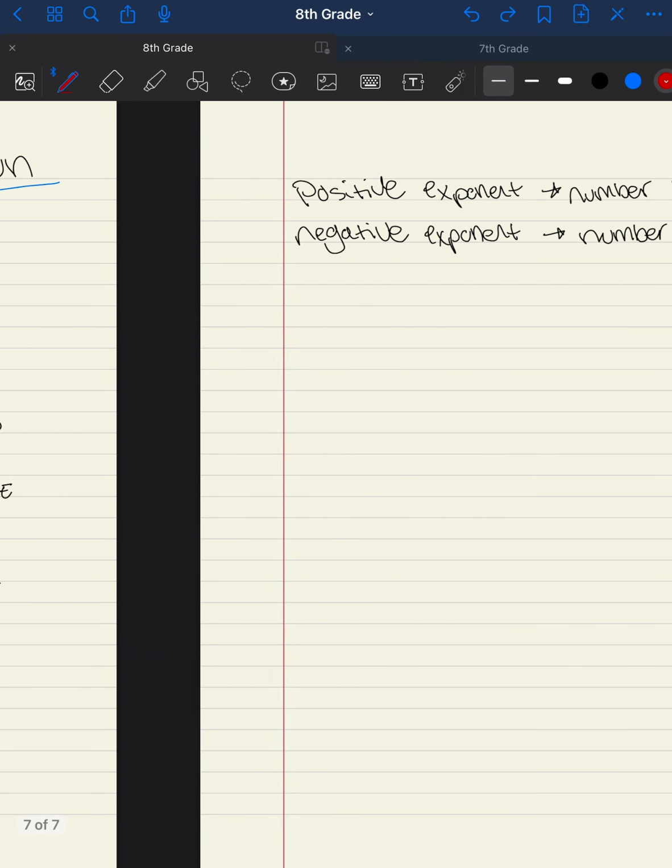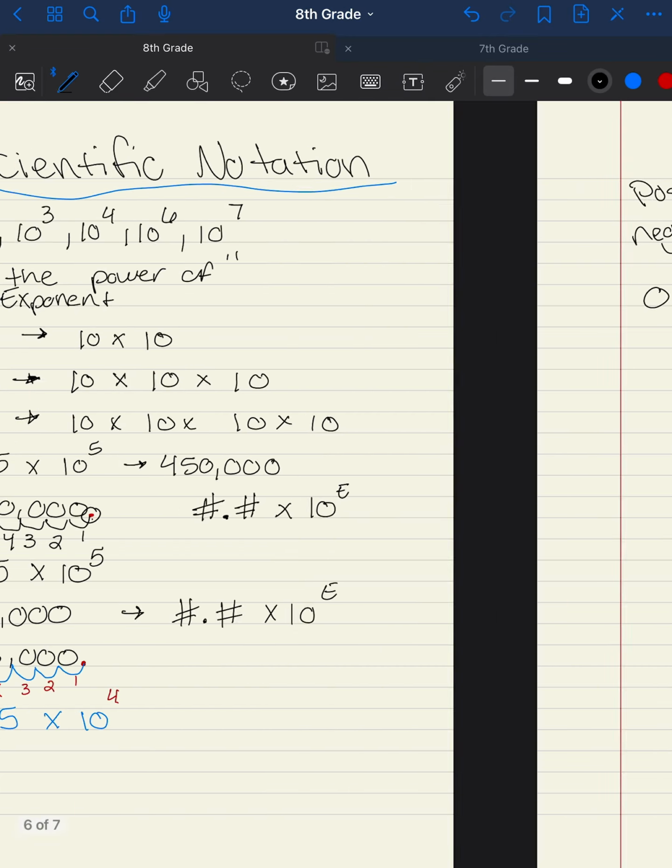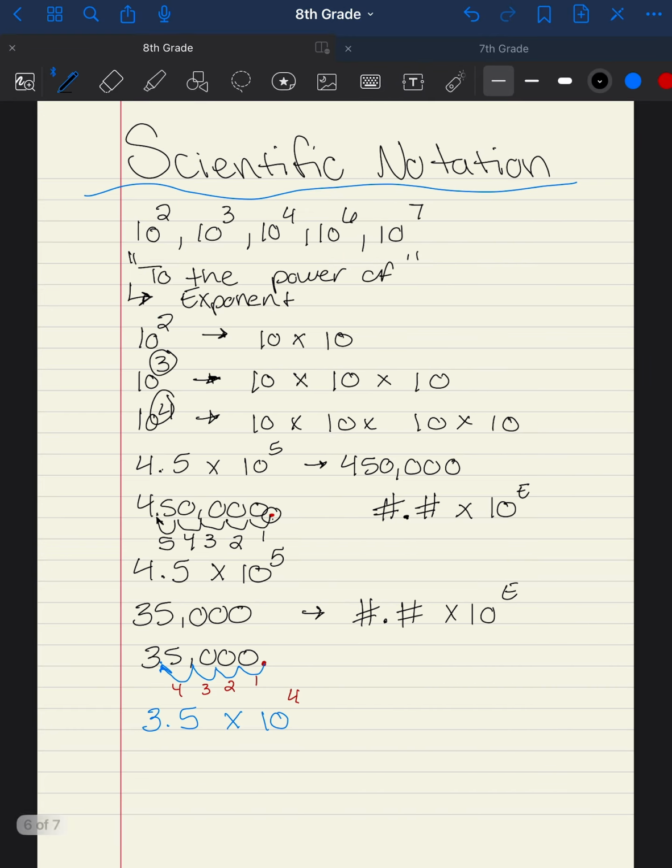Now, negative exponent says number small. Let me show you what that looked like. If I tell you to get scientific notation of 0.0072, this is number small, meaning our exponent is going to be negative. Why? I'm going to show you why. With our big number, we move the decimal from the right side to the left. From here to the left.